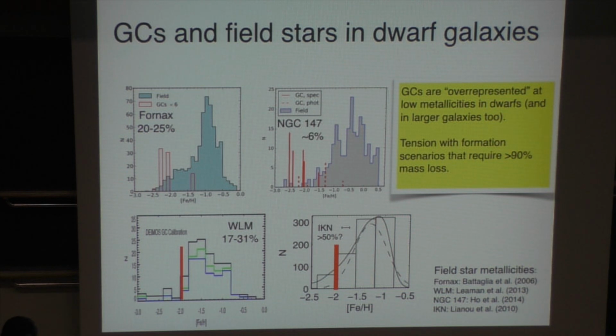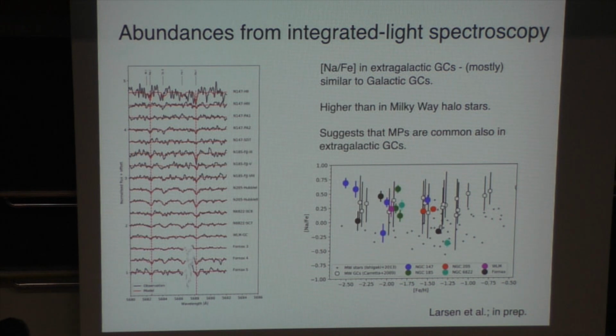I just want to spend one slide here saying a little bit more about the detailed abundances of these clusters. Can we be sure that they actually have multiple populations? We've been developing techniques to try to measure abundances of globular clusters from integrated light spectra. So on the left here you can see some observed integrated light spectra of these globular clusters in the dwarf galaxies. And the red curves here are our best fitting models around the sodium lines. The lines are not very strong and sort of difficult to measure, but we're able to pull out some sodium abundances nevertheless that look like this, right? So the colored dots are our measurements.